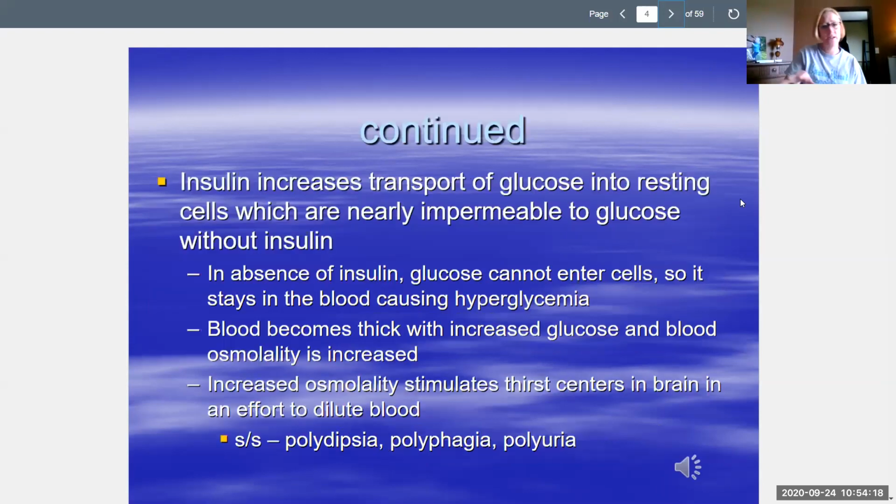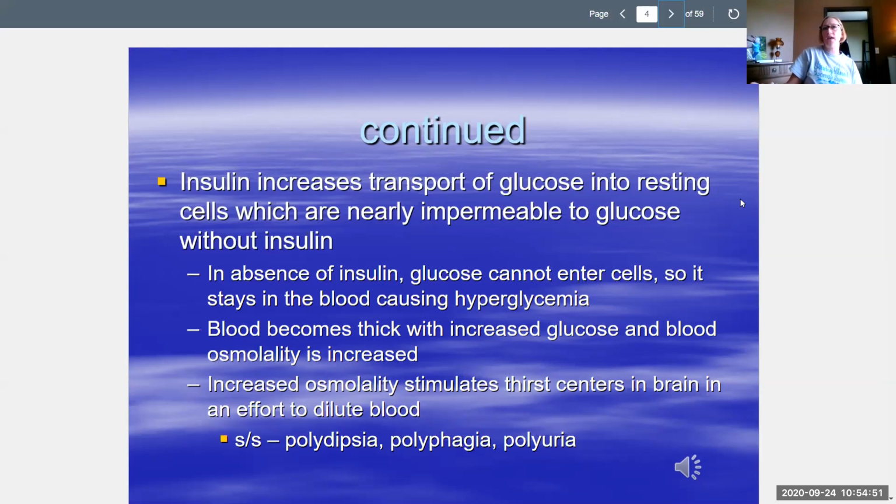As I already mentioned, in the absence of insulin, the glucose can't enter the cells. It stays in the blood and causes hyperglycemia. It also causes the blood osmolality to be increased, and that increase in osmolality is what stimulates our thirst centers. So that's where we get those polys: polydipsia, polyphagia, polyuria. We know those are big signs and symptoms of diabetes in general. Just hyperglycemia is our 3 Ps. But now we're going to take it one step further. Now we have that acidosis.